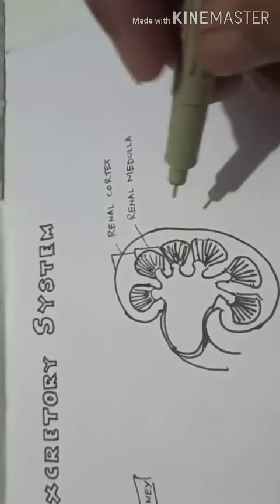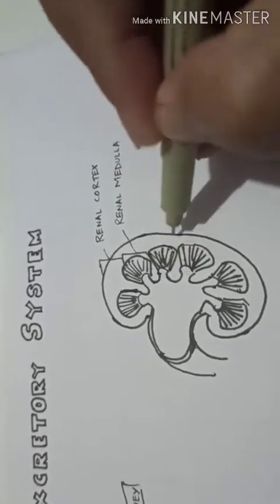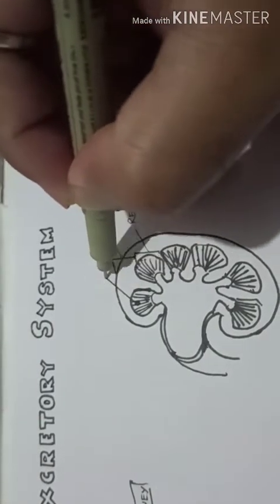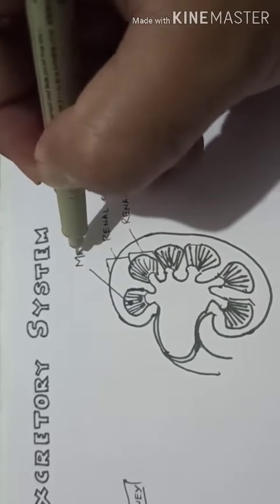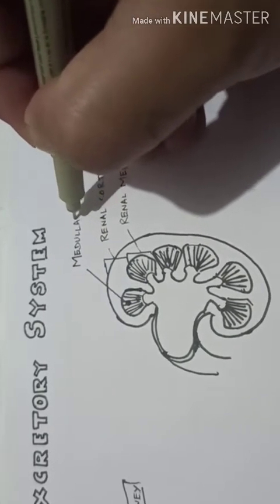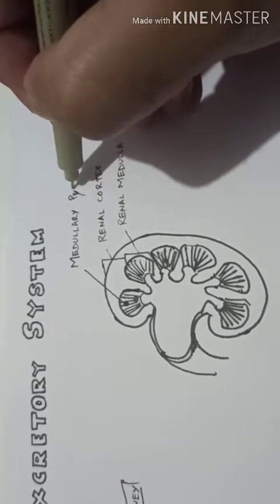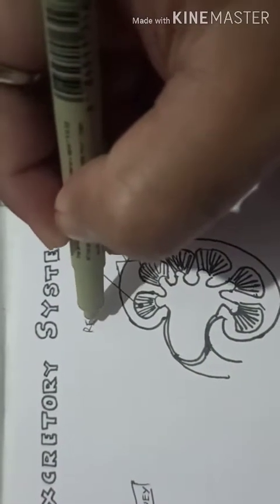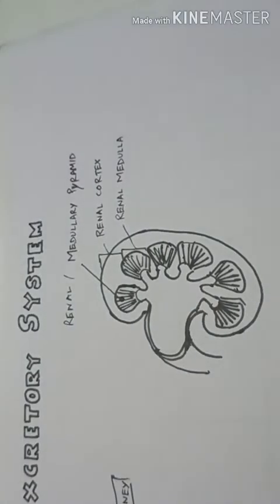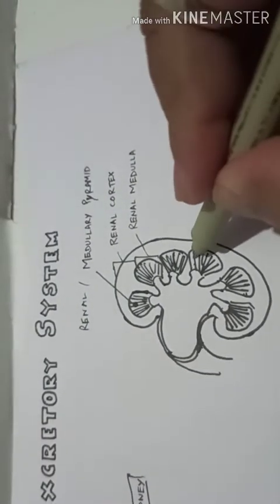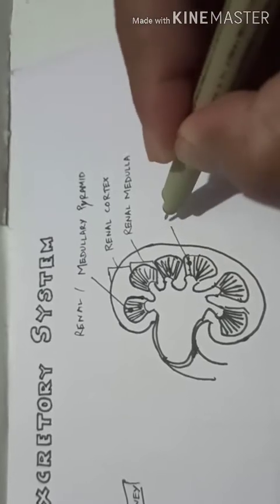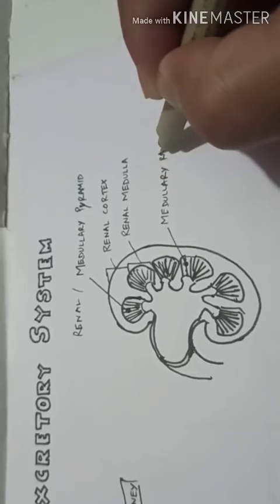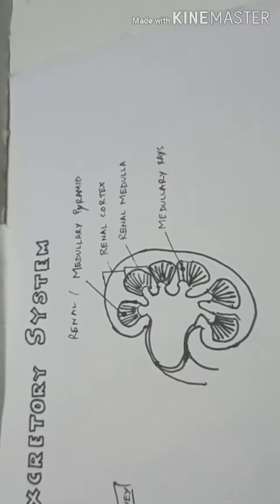In this medulla we'll find all of these pyramidal shaped structures. These are named the renal pyramid or medullary pyramid. I'll write renal also, better: renal or medullary pyramid. And each of those lines that you are seeing there are called the medullary rays. What are those? I'll discuss later.